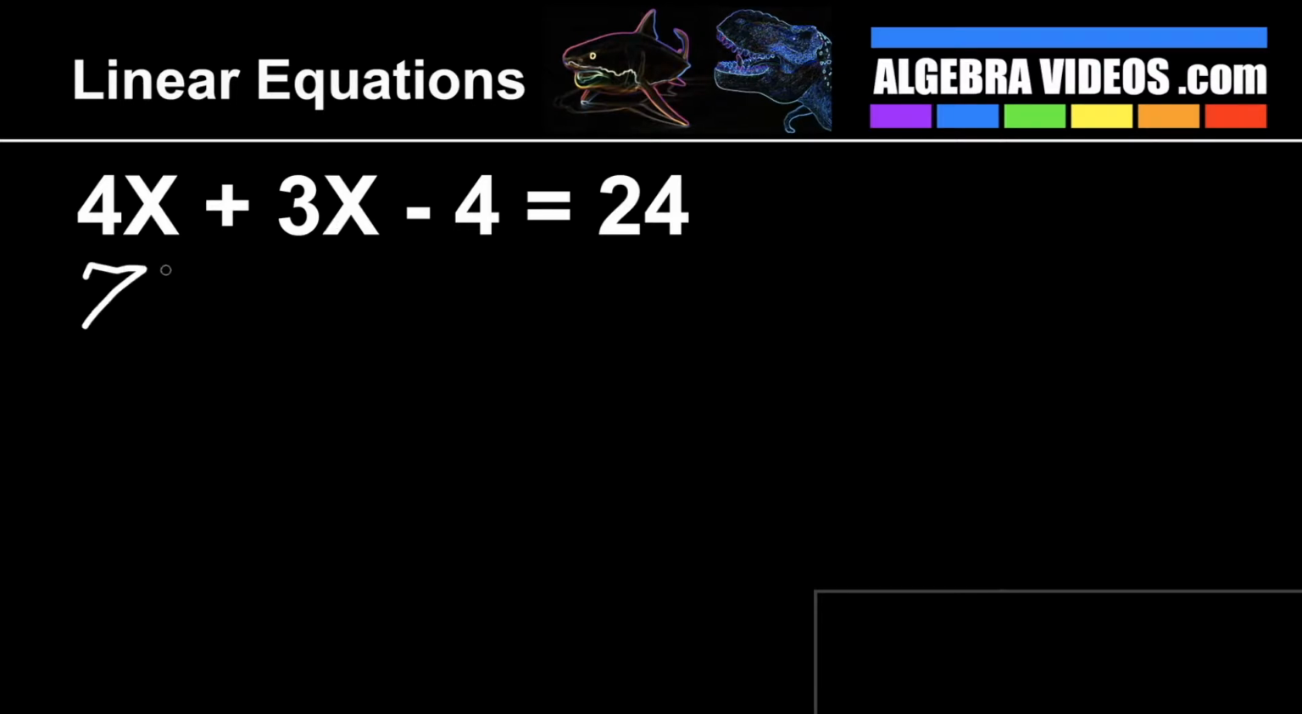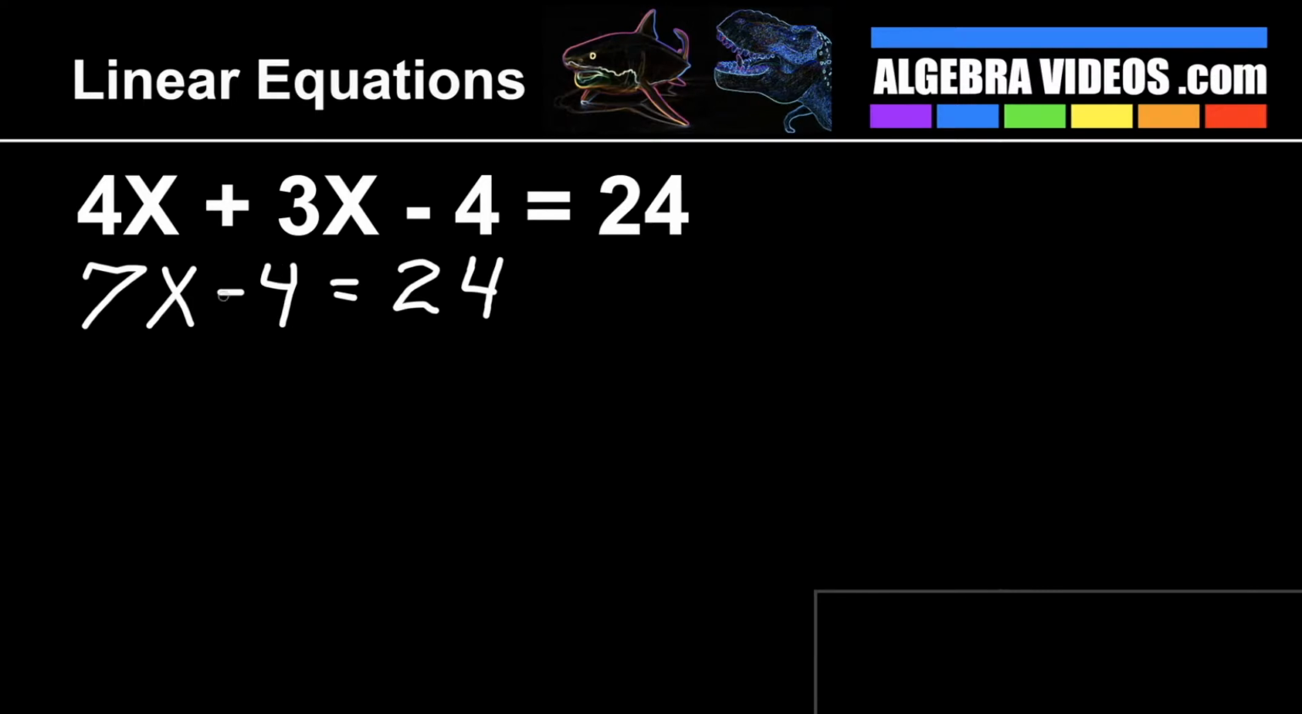So let me just write that. 7x. And then everything else will just leave the same. Minus 4, that's this right here, equals 24. So to me, that's just putting together things that look the same. The fancy word in math is combining like terms, or you can just call it simplifying. But 4x plus 3x is 7x, and then everything else I left the same. The minus 4, I just brought it down, and the 24, I just brought it down.